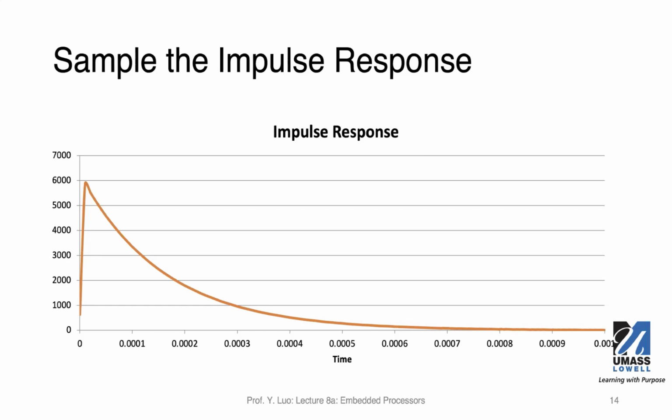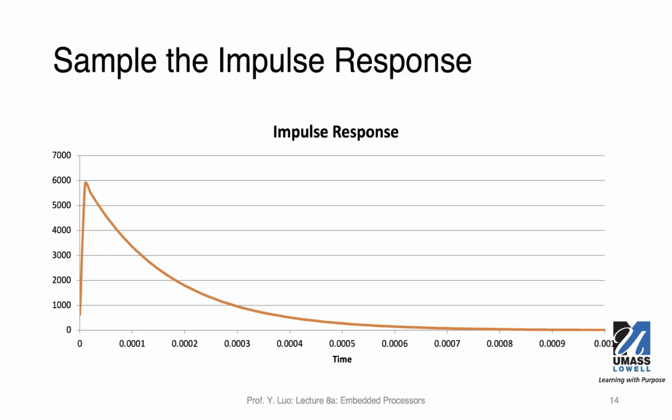So first of all, we need to sample the impulse response. The impulse response is this curve that we saw earlier. We want to use the microprocessor to be able to capture this transfer function, which describes the filtering effect applied by this filter.